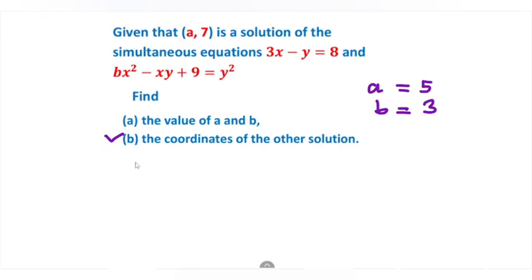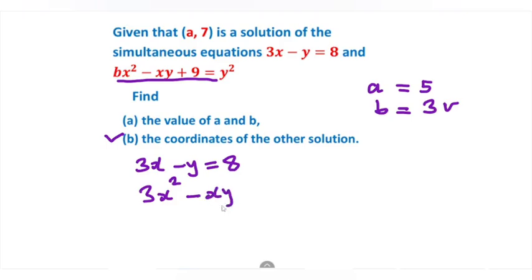Remember our two equations. We have 3x minus y is equal to 8, then we have the other equation, which is this one right here. Where there is b, we are going to put the value of b, which is 3, the one that we found here. So it will be 3x squared minus xy, then plus 9 is equal to y squared. These are the two equations that we have.